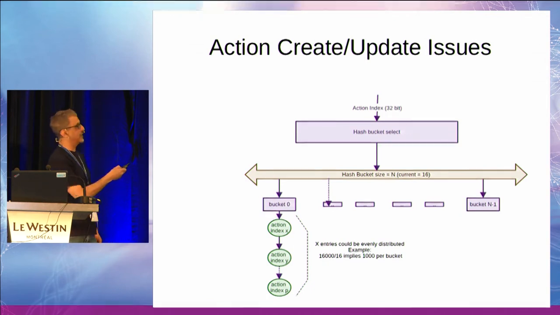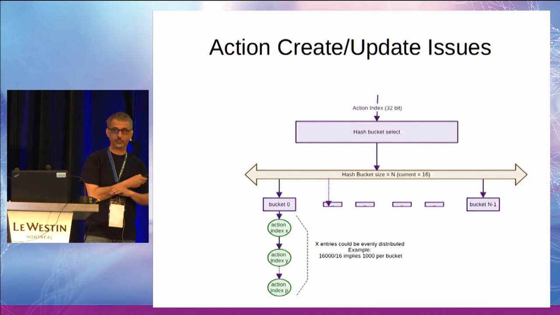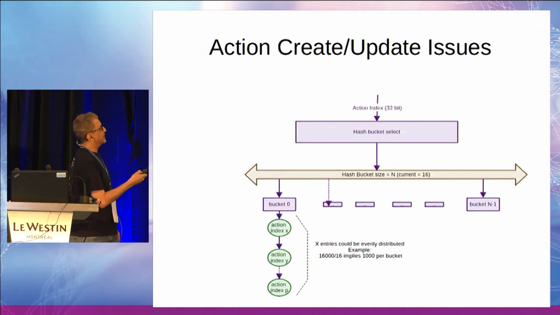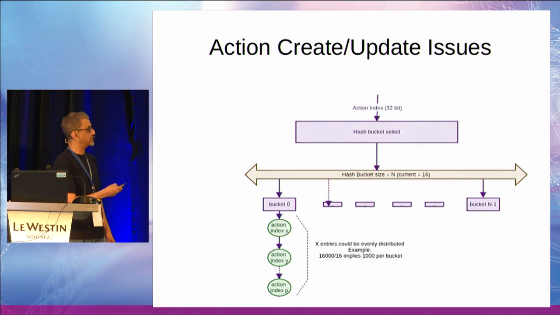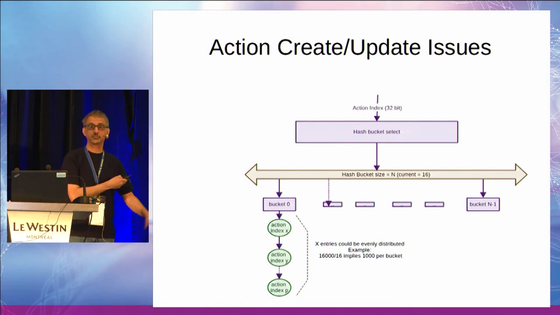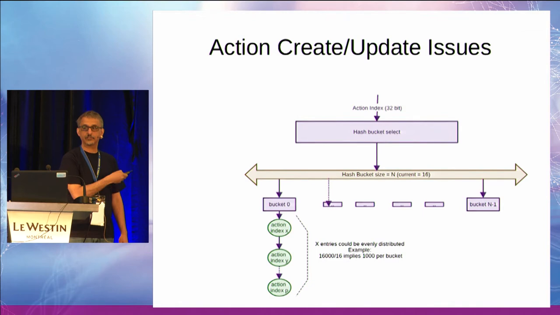So basically, when you add a rule, every action has a 32-bit index. If you don't specify one, the kernel will give you one. So you add that object, and it has a 32-bit index. A hash algorithm is run to select a bucket. By default, the kernel has 16 buckets. So there's no problem if you add, let's say, 32 actions. Once you start hitting millions, 1.6 million for example, and you have 16 buckets, any of these buckets could have up to 100,000 linked list entries.